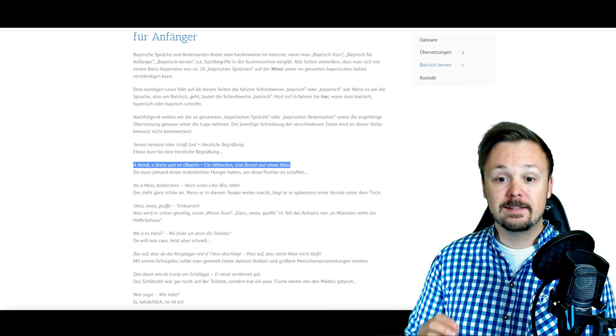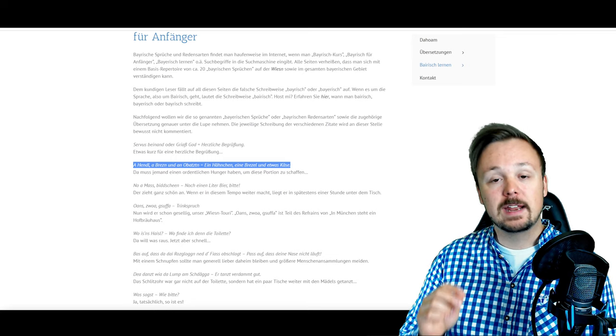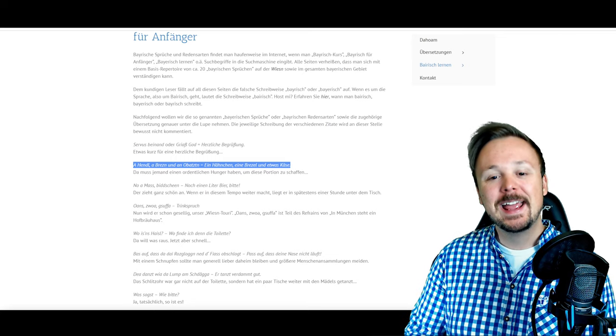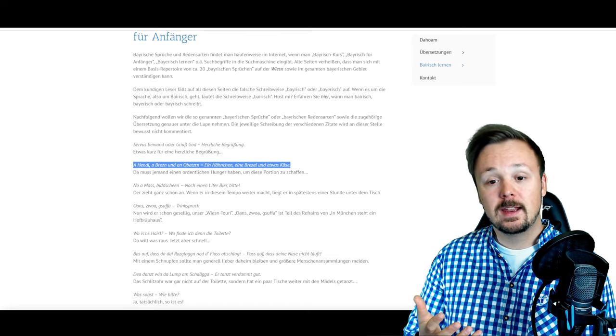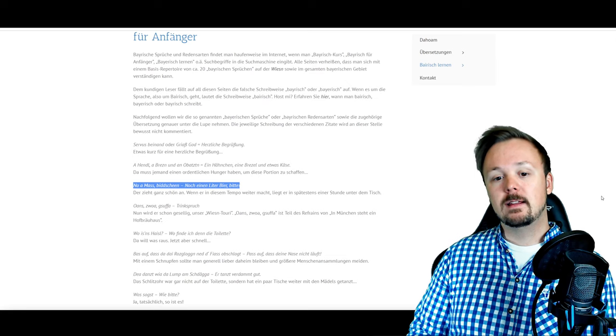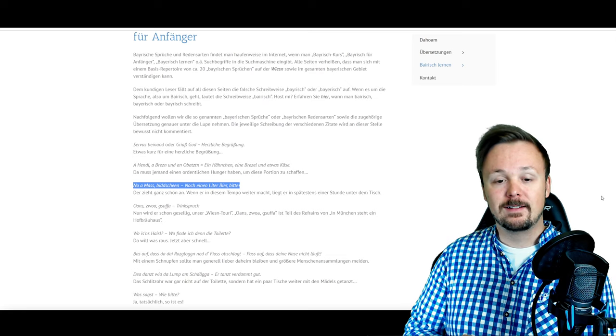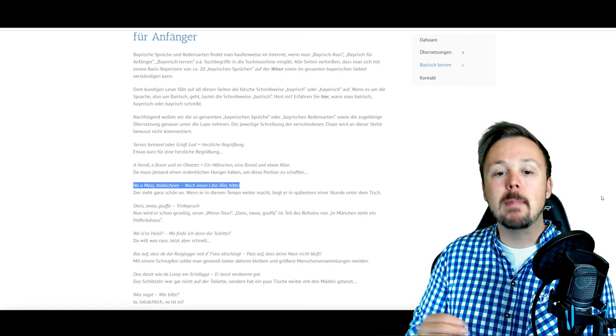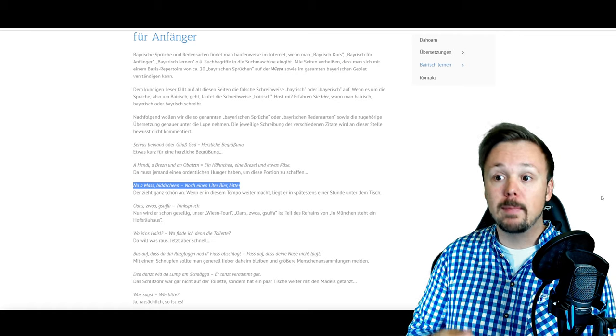Here we got a Händel, a Brezen, and an Obatzen. That means ein Hähnchen, eine Brezel und etwas Käse in normal German, and is a chicken, a pretzel, and a little bit of cheese in English. Next up, no amas bitchen is noch ein Liter Bier bitte. Another liter of beer, please. Because a mass is a liter of beer, or eine Maß in High German. No amas bitchen. Not too bad, I would say.